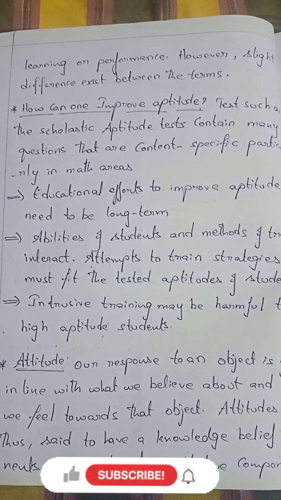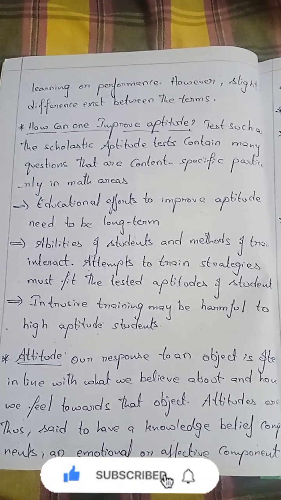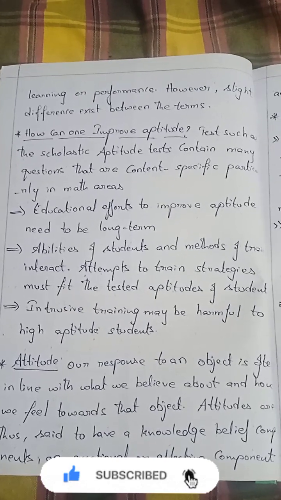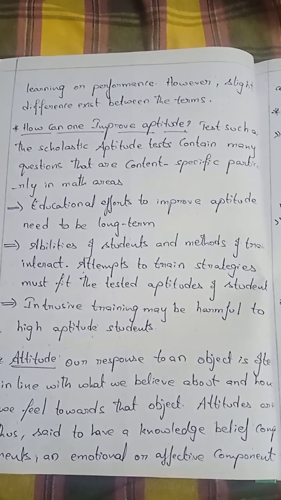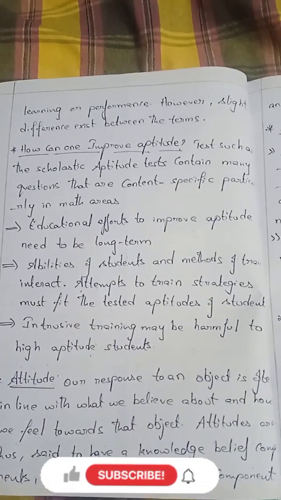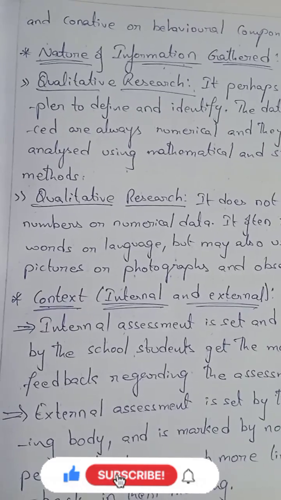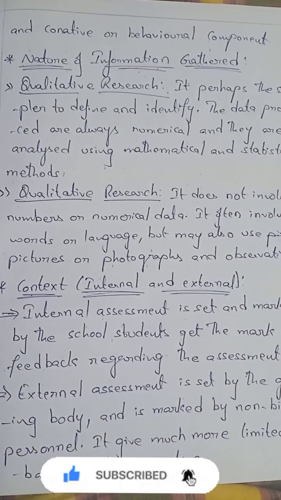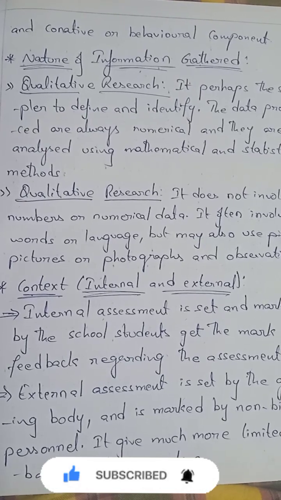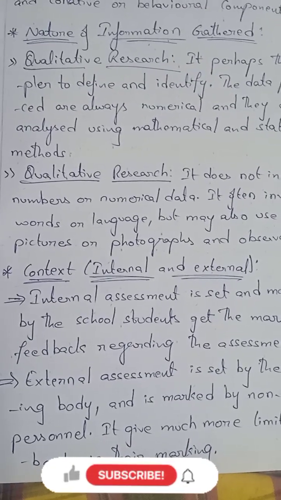And the next, attitude. Our response to an object is often in line with what we believe about and how we feel towards that object. Attitudes are thus said to have a knowledge, belief component, an emotional and affective component, and cognitive and behavioral components. And the nature of information gathered by qualitative research, quantitative research, and context by internal and external.